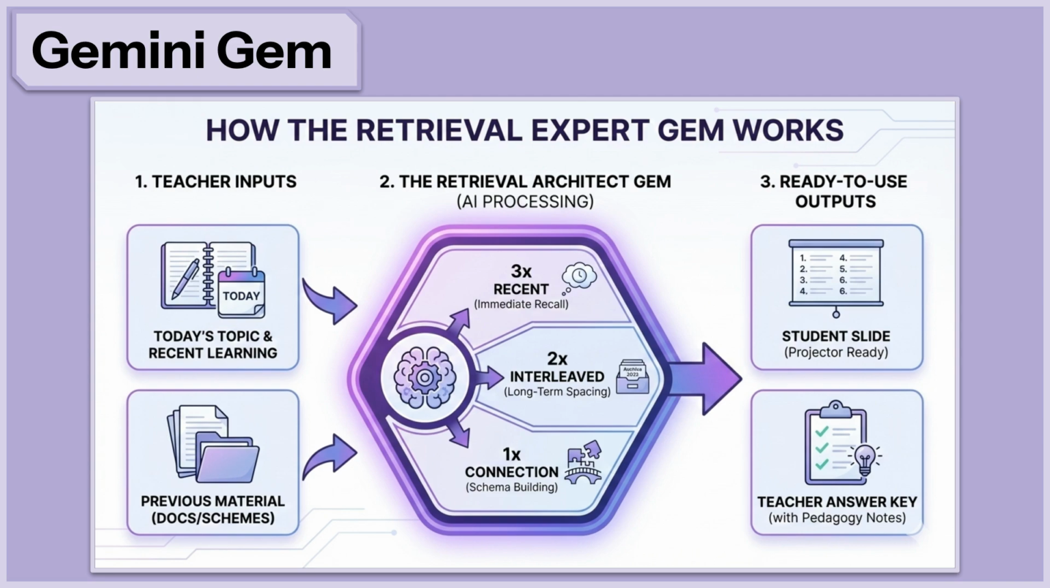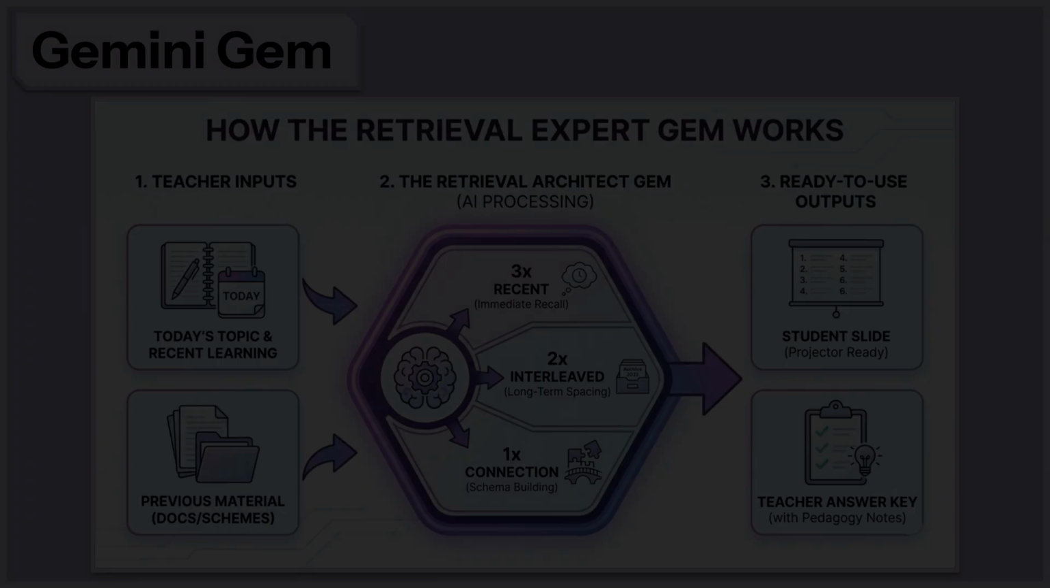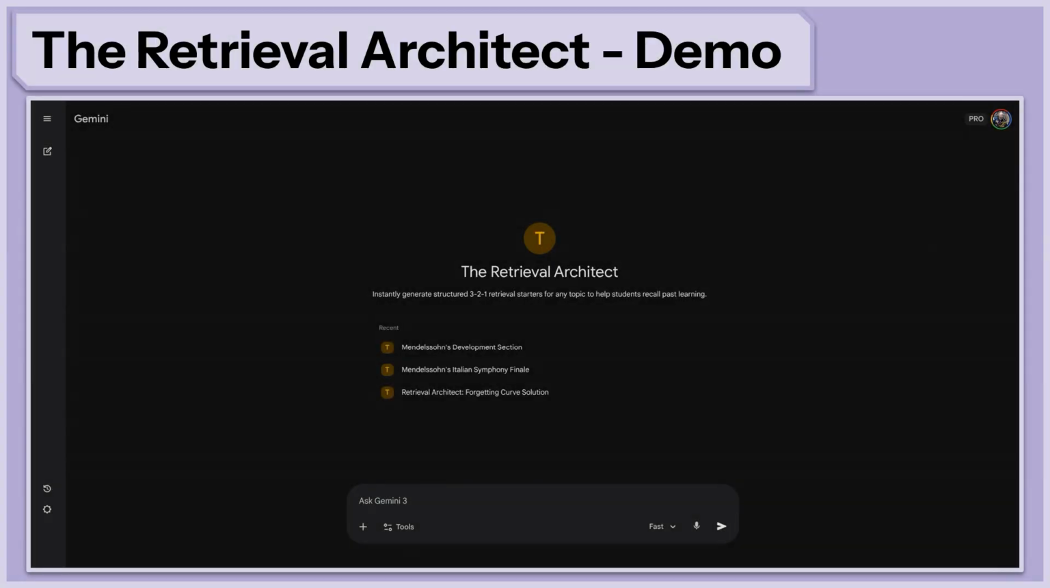And what do you get out of the gem? Ready to use, perfectly structured resources. You get a student slide content, clean, often projector ready, so you can put it straight up on the board. And importantly, you also get a teacher answer key, complete with a few pedagogical notes. So you're ready to lead the discussion without having to remember every single answer yourself. It's a complete do now starter engineered in seconds. So let's have a look at how this Retrieval Architect gem works.